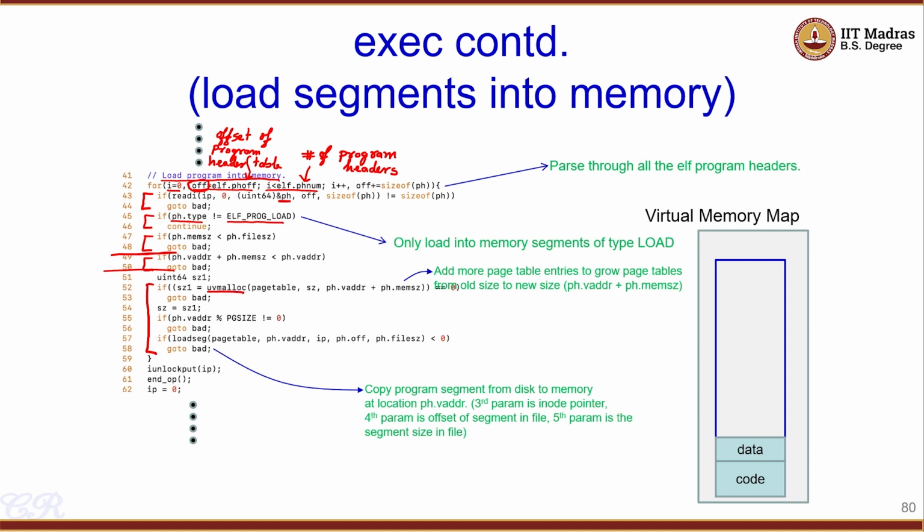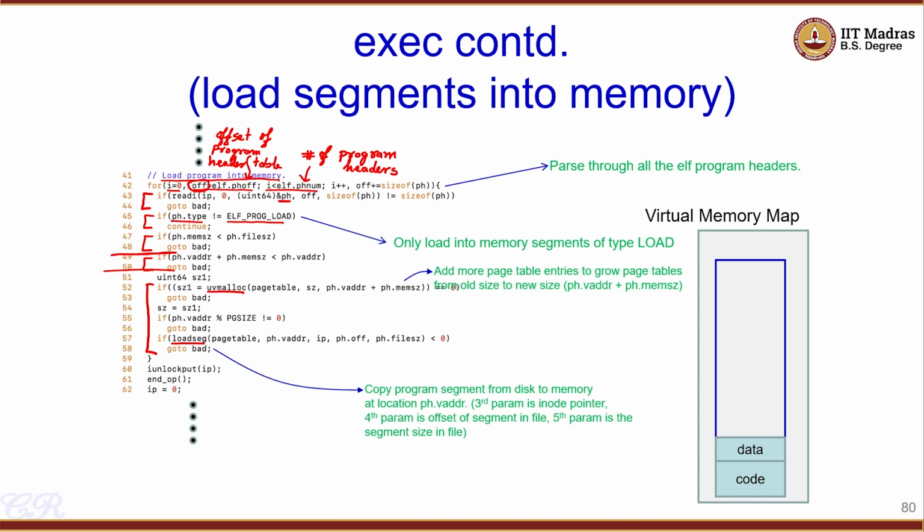So finally we have this part which essentially invokes two functions. One is UV malloc and the other one is load segment. UV malloc essentially makes the virtual address space grow larger, right? What I mean by this is that it essentially adds more page table entries to grow the page tables from its old size to the new size. Now the new size is given by the virtual address plus the memory size, right?